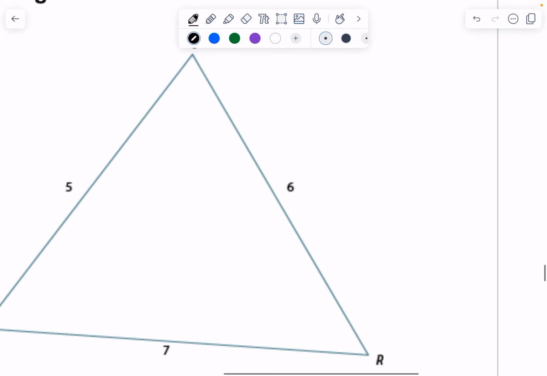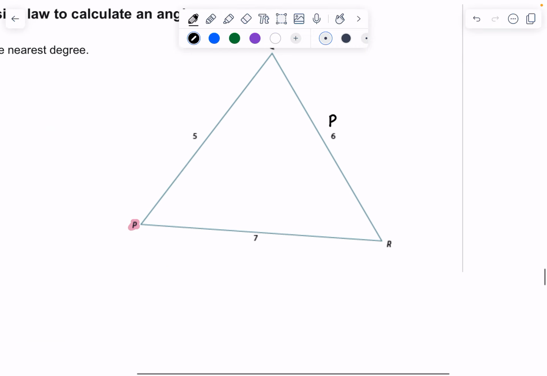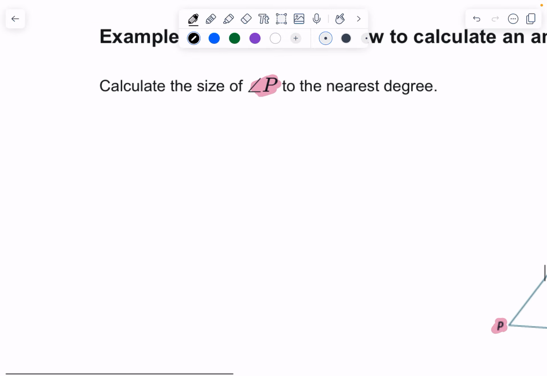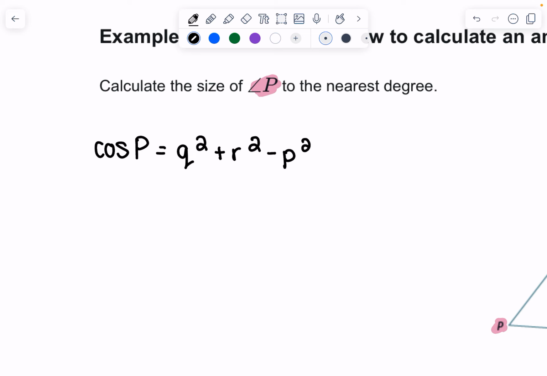So first step is going to label up my sides directly across from the angle. So P goes with P, R goes with R, and Q goes with Q. And sorry, that was not in alphabetical order. Okay, so our formula is this. We take the cosine of P, and we have Q squared plus R squared minus P squared, divided by 2QR.